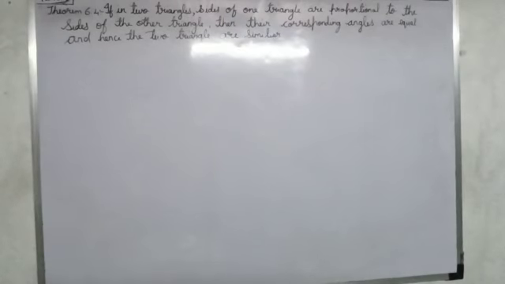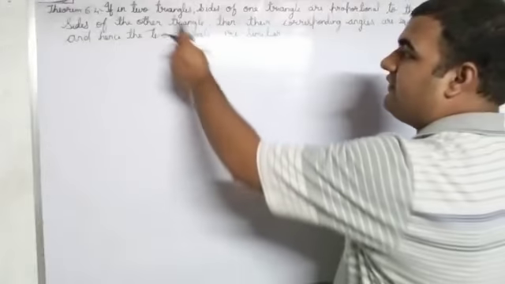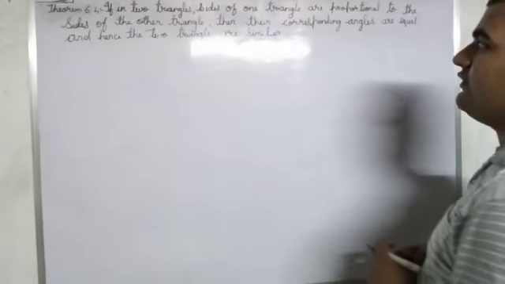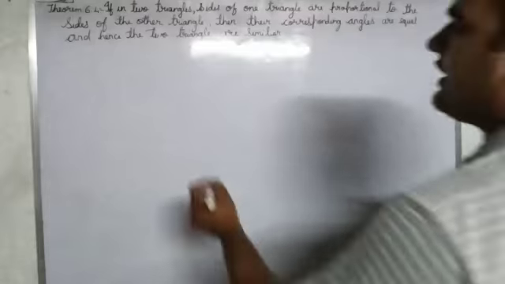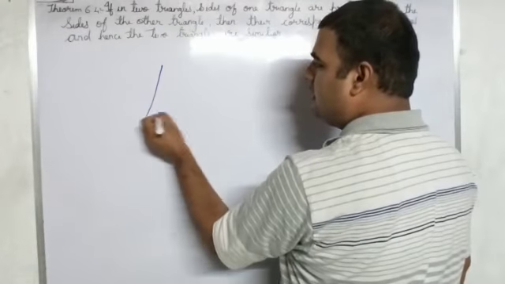Hello students, we will see theorem 6.4. How to solve this theorem? Now see, if in two triangles, sides of one triangle are proportional to the sides of the other triangle. So it is given, sides of one triangle are proportional to the sides of the other triangle.